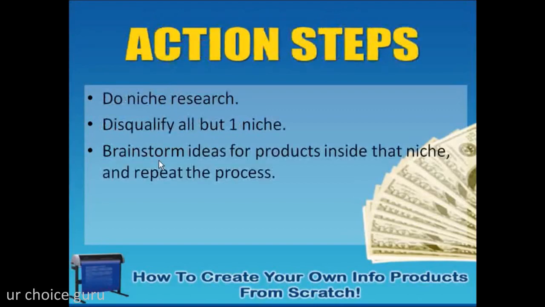So what we've got to do is the niche research. In the last video, the action step was to write down 5 to 10 niches. Then you're going to go through and disqualify all but one niche. Now, that does not mean you throw that away. If you're writing it down on a piece of paper or tracking it in Excel, keep it, because that's telling you another avenue you can go down perhaps later on.